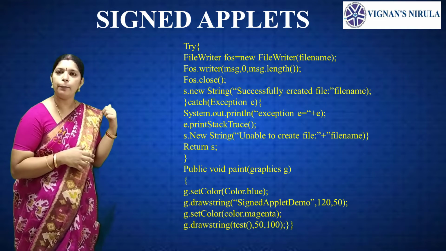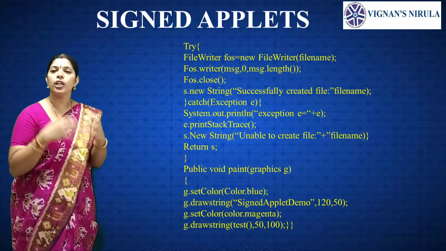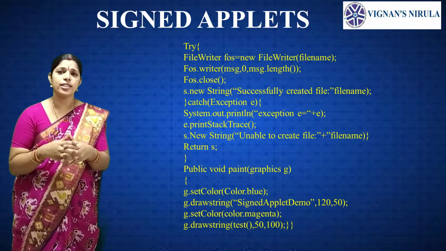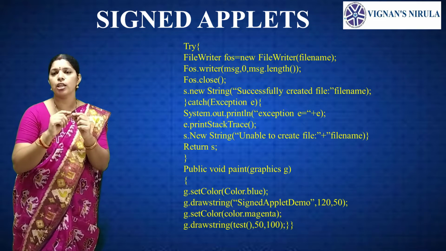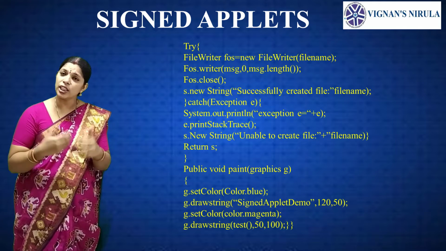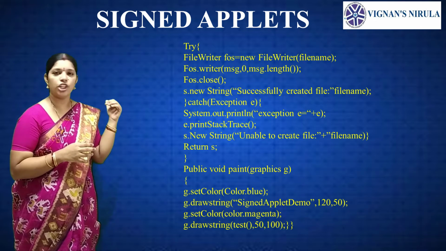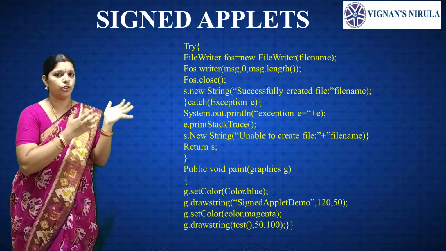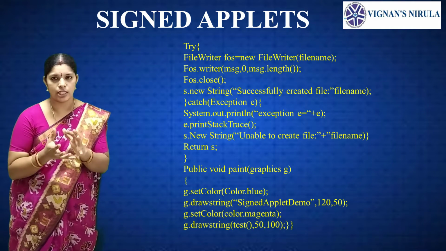So public void paint method. In that Graphics g we are creating. So here we are setting the color of the web page, or we are drawing the SignedAppletDemo. We are creating one message. We are using one message in our file. Next one, we are also setting the color for the one particular string. Next, drawString. So g.setColor and g.drawString, and g.setColor and g.drawString. One for the file, one for the background and one for the message files.